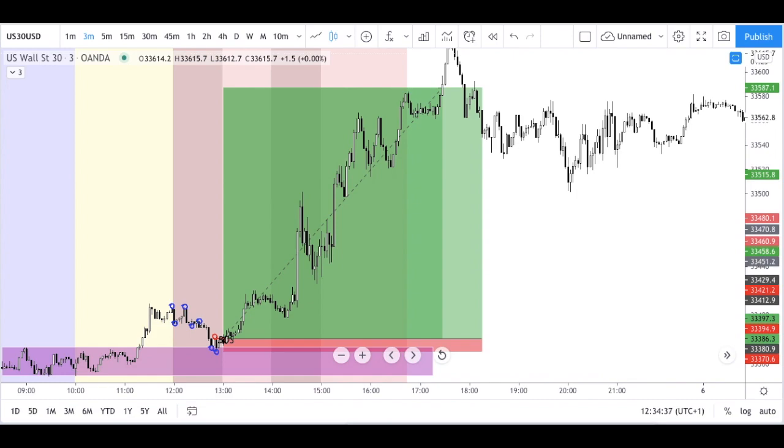So there you go, guys. That was the 1-to-20 risk to reward ratio, which I caught on US30.